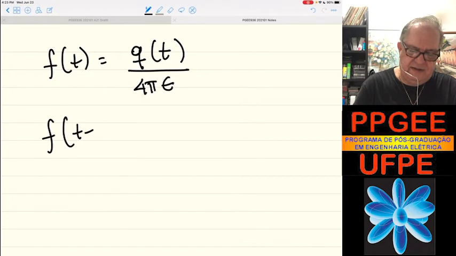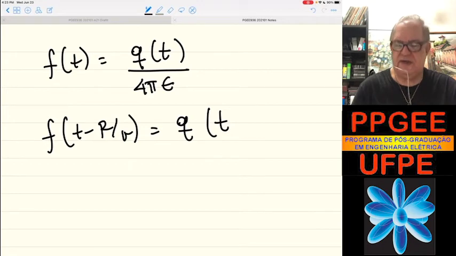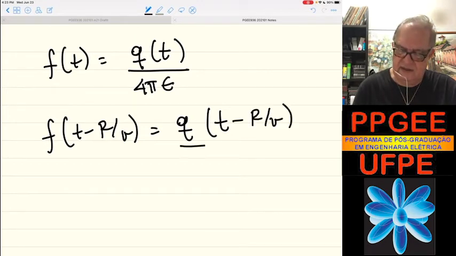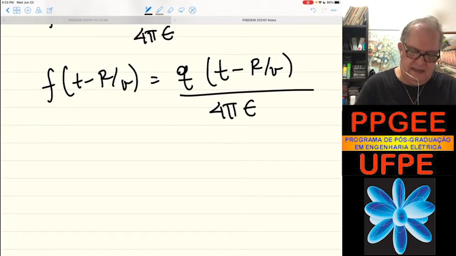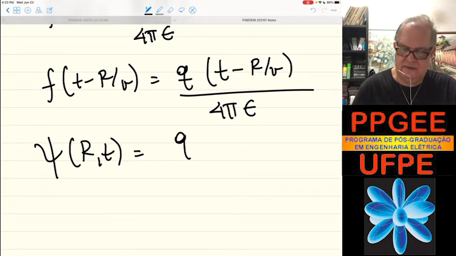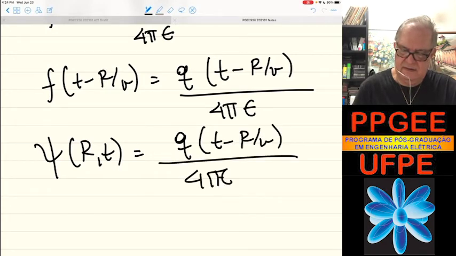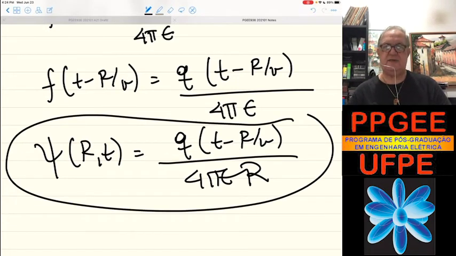F of t minus r over v equals q of t. So if you change the argument, you get minus r over v divided by 4 pi epsilon. Then we have the solution. The scalar potential in the Lorentz gauge equals to that. That's the solution. The scalar potential of a point charge in the origin equals the retarded value of the static potential, right?